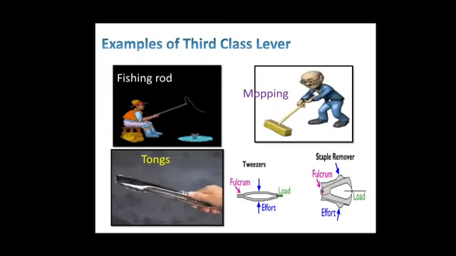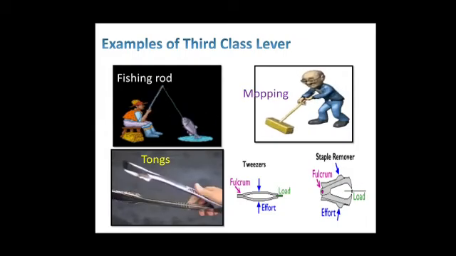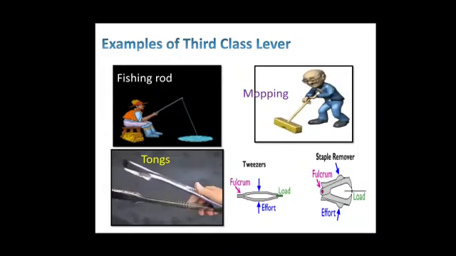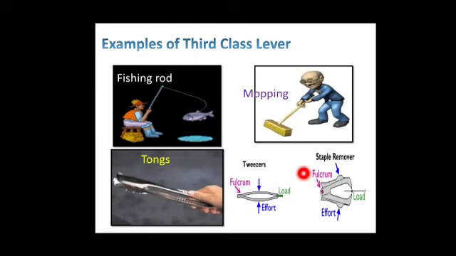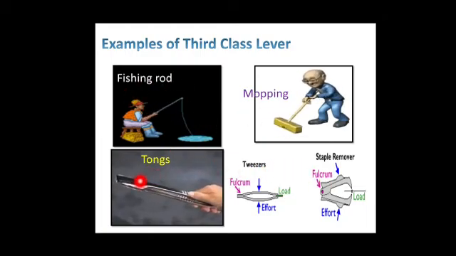Here you can see there is fulcrum, there is load, and the effort is in the middle. Tweezers and stapler remover, you can see which is in the middle. And here are the mopping, fishing rod, and the tongs, right?